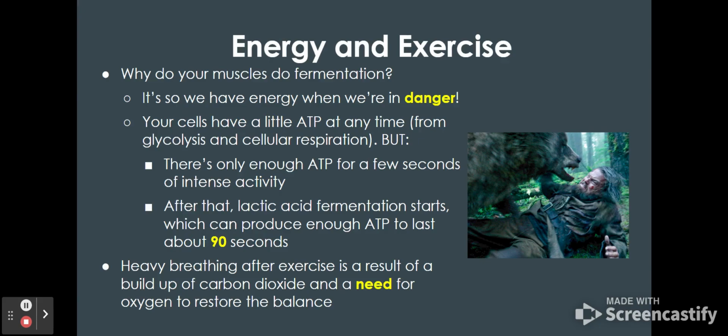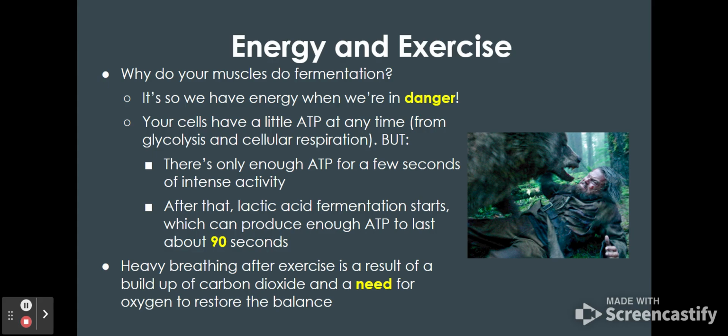Now, why do your muscles do fermentation? Well, it's so we have energy when we're in danger. Your cells have a little ATP at any given time from glycolysis and cellular respiration, but there's only enough ATP for about a few seconds of intense activity. After that, lactic acid fermentation starts, which can produce enough ATP to last about 90 seconds, hopefully enough to get away from whatever is trying to kill you.